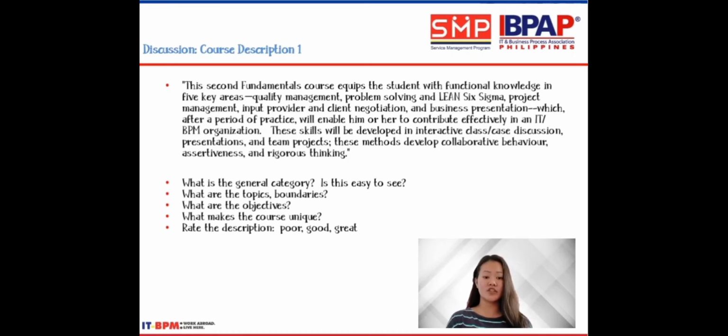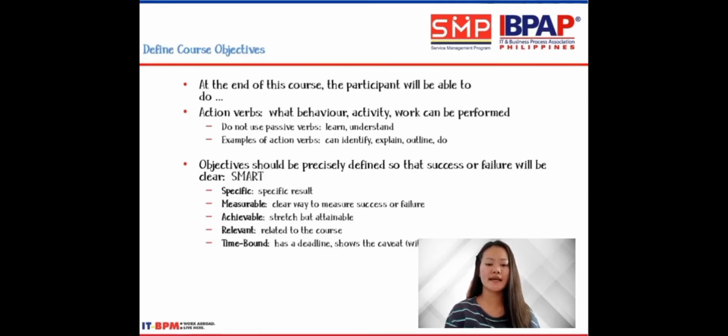What is the general category? Is this easy to see? What are the topic boundaries? What are the objectives? What makes the course unique? And rate the description with poor, good, and great. For the next slide, define course objectives.